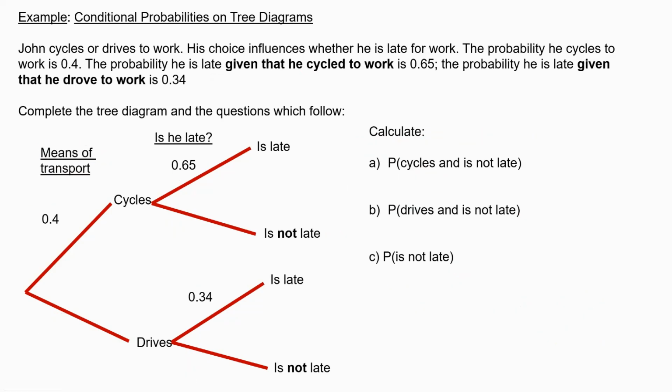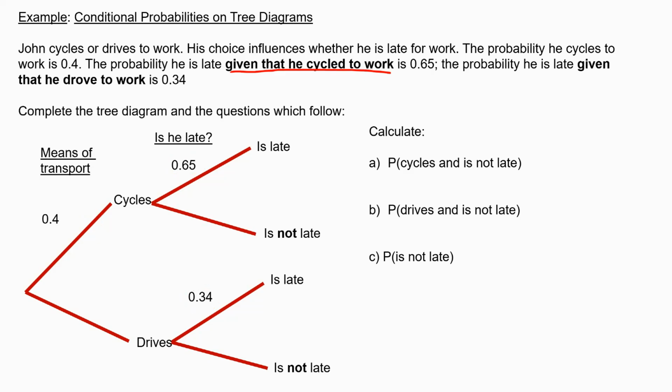Here's an example with decimals, which you'll quite often see. So in this question, John cycles or drives to work, and this time his choice influences whether or not he is late for work. The probability he cycles to work is 0.4. The probability that he is late, given that he cycled to work, is 0.65. So we can see that is him being late, given that his first means of transport was cycling. The probability he is late given that he drove to work is 0.34. So we can see that is here.